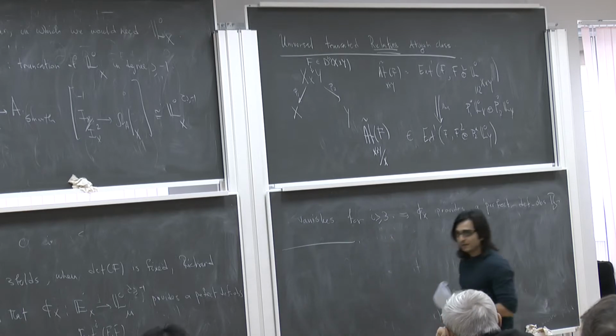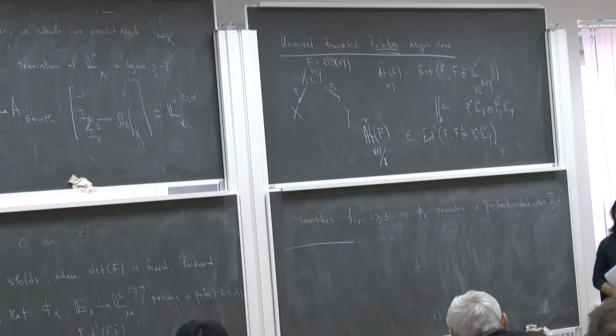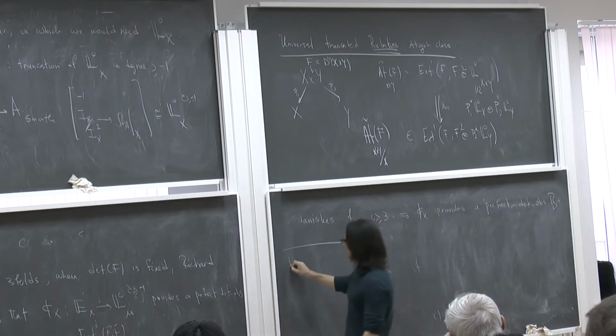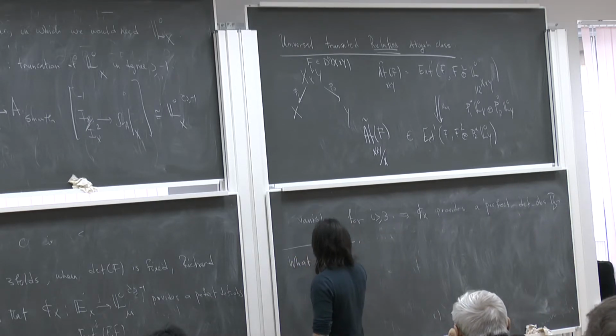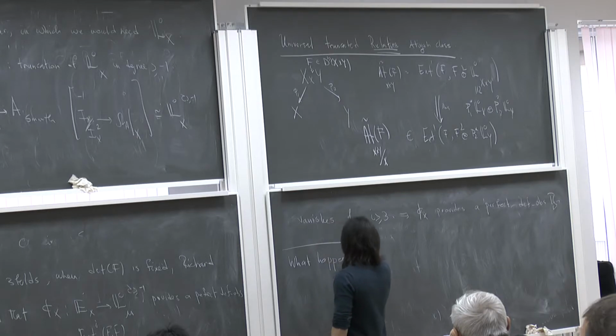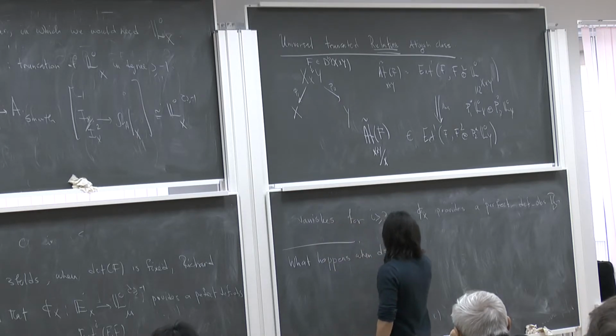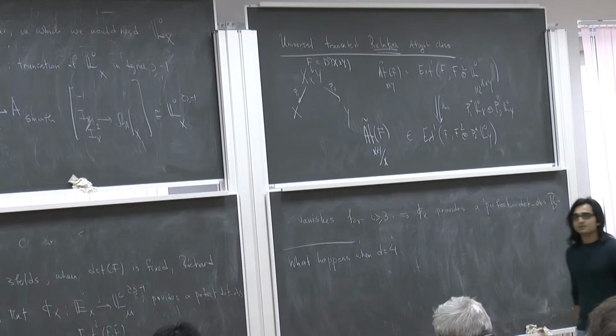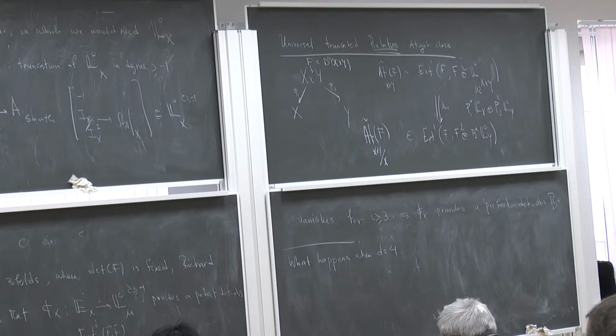My story today is about fourfolds, Calabi Yau fourfolds. So what happens when D is equal to 4? First let me tell you the issue, and then I tell you what it is that we are doing today.